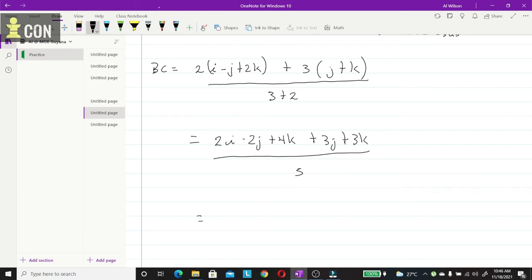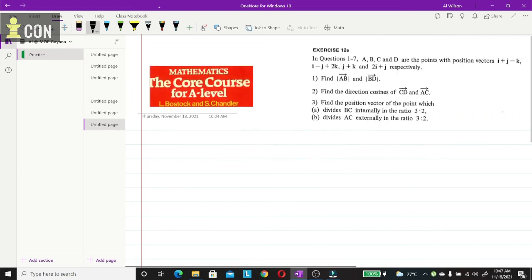Now I'm not going to go into grouping because, again, we could see this. How many i's do we have? We just have one, so we have 2i. For j's, we have minus 2 plus 3. It's going to give me 1, so this is just plus j. And then we have 4k plus 3k. This is plus 7k. And this is all being divided by 5.